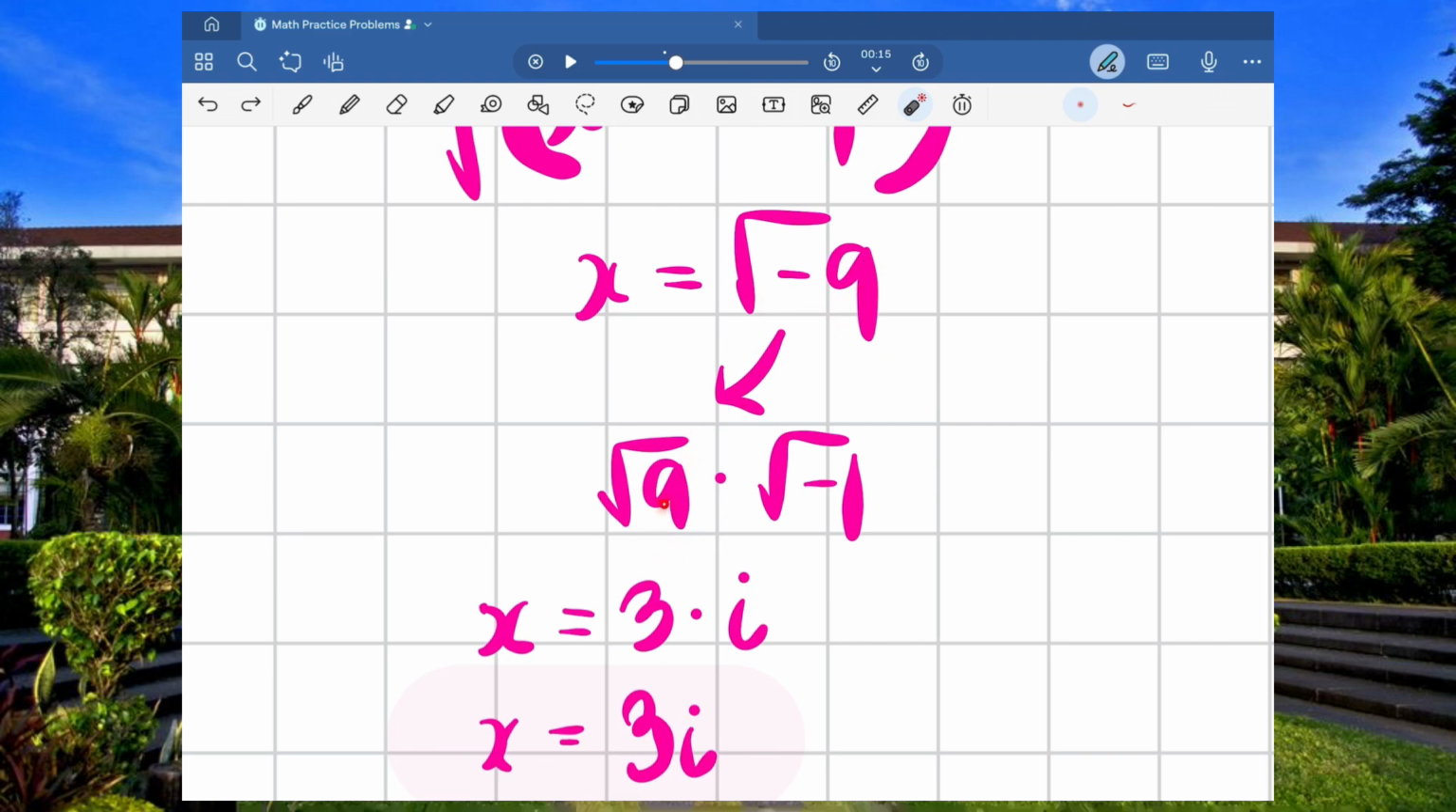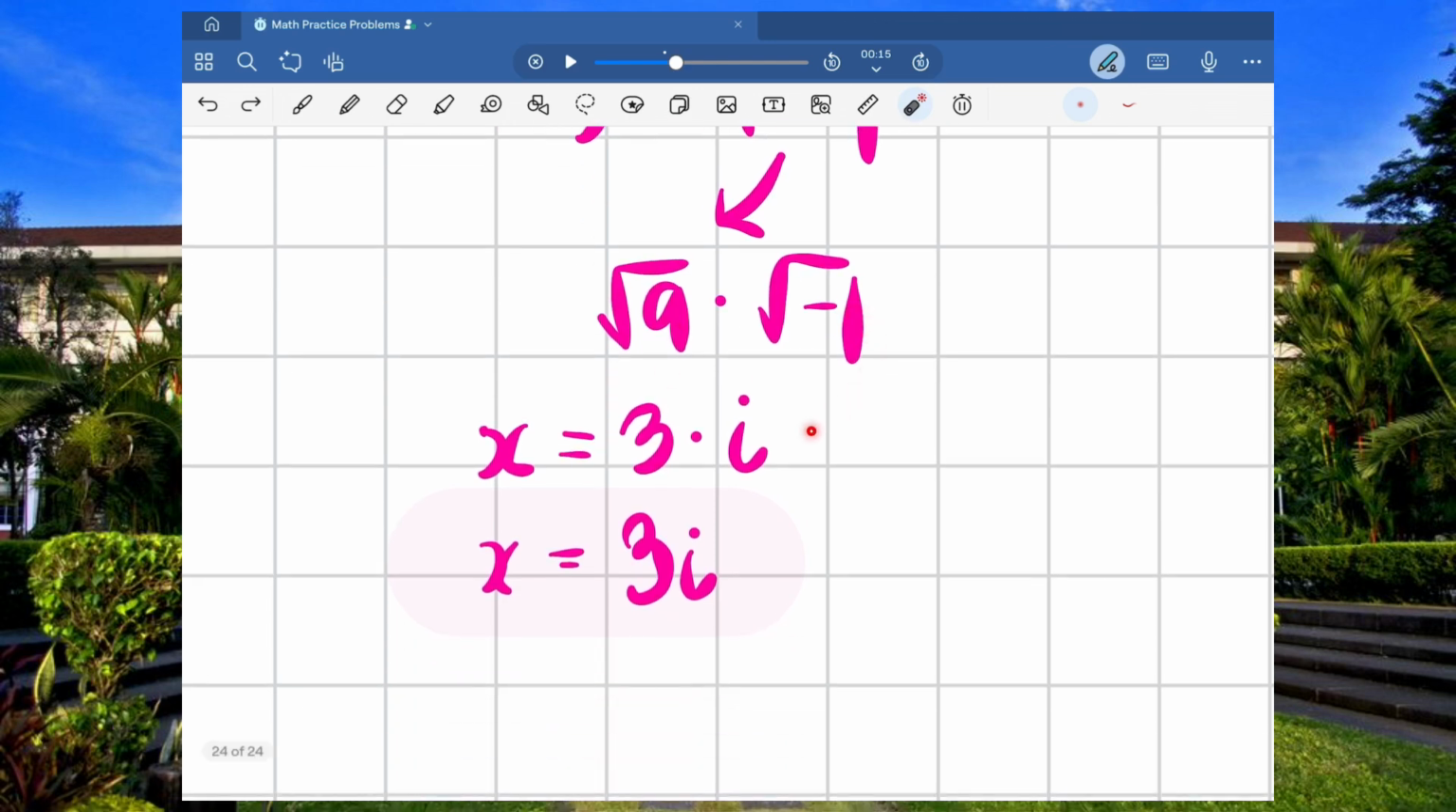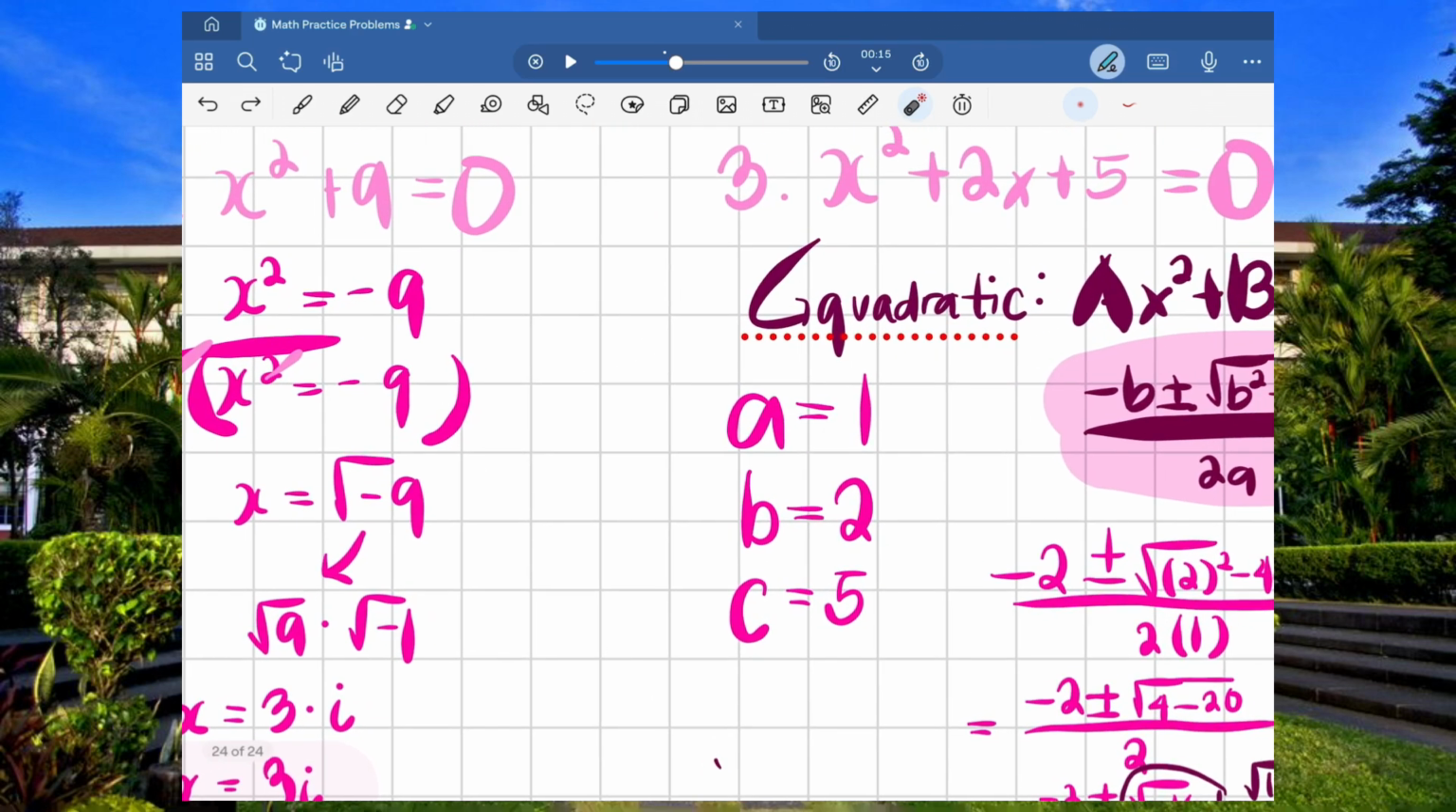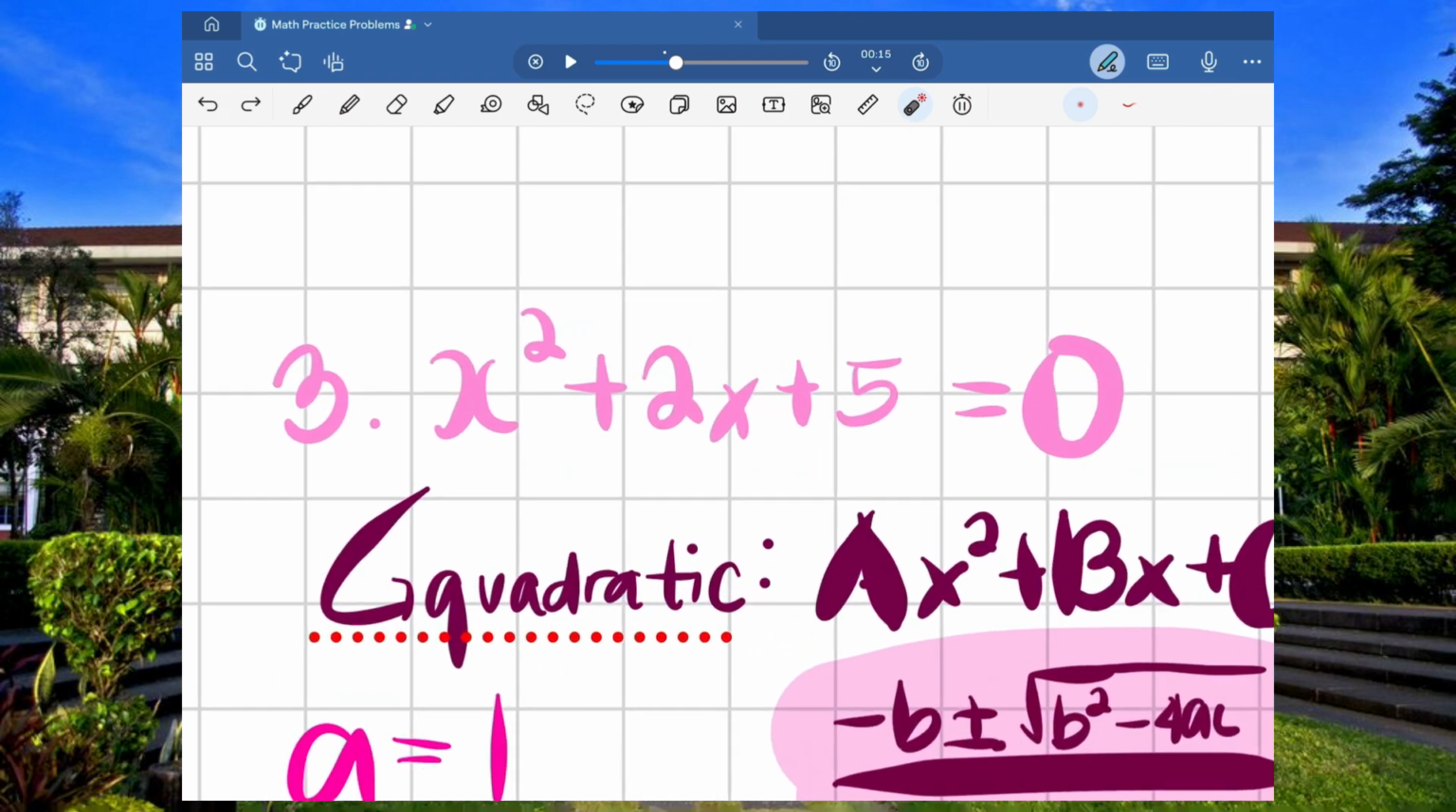And once again, we're going to factor out negative 1, and its factors are 9 and negative 1. Square root of 9 is 3. Square root of negative 1 is equal to I. Once again, 3 times I is 3I, therefore x is 3I.